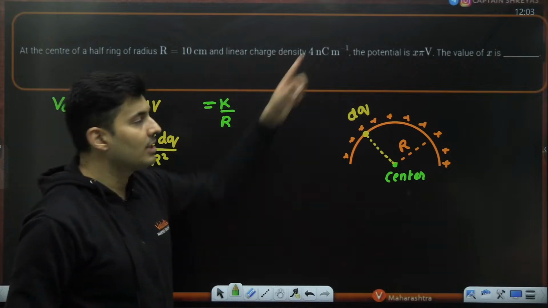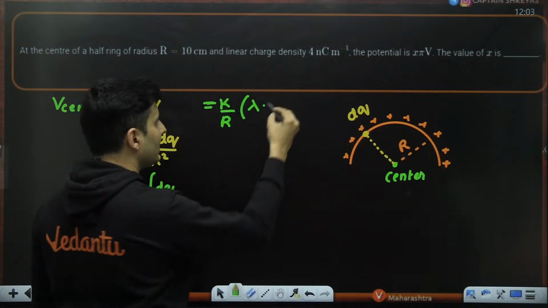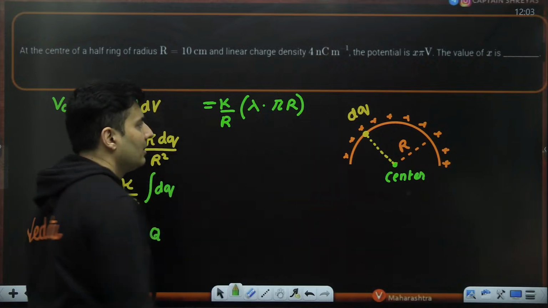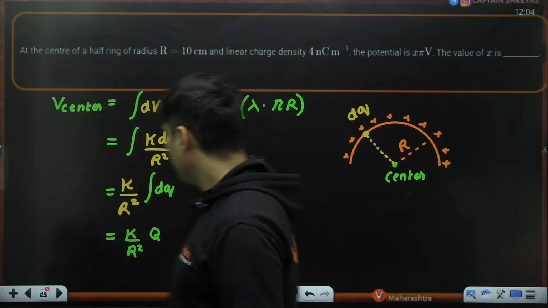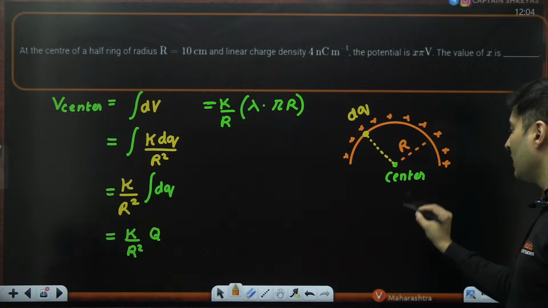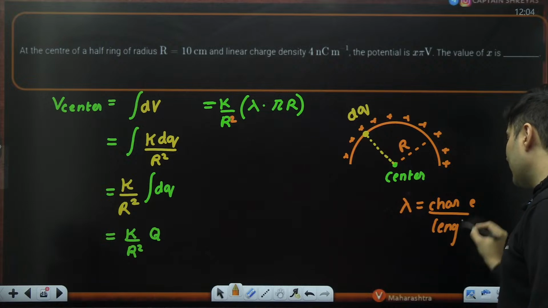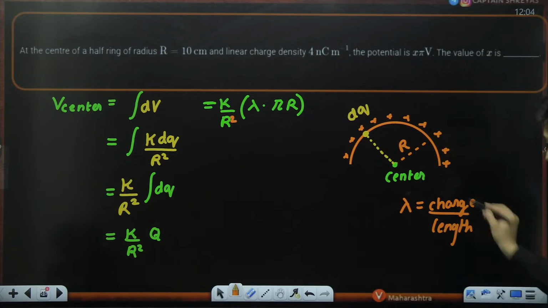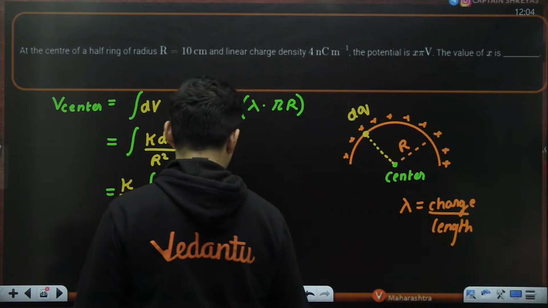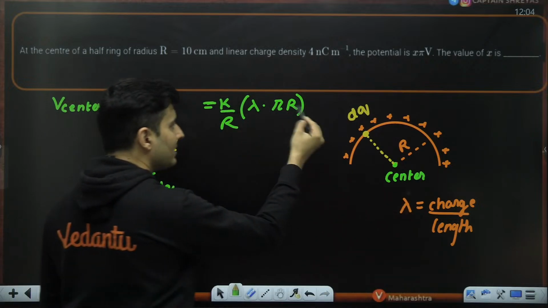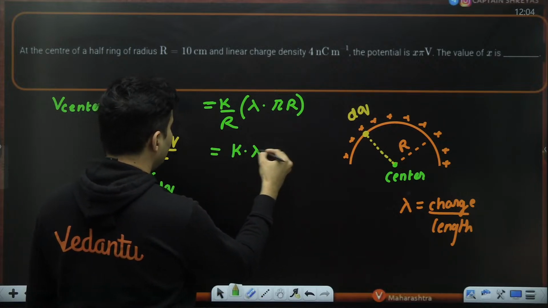I think linear charge density is given. So the charge will be lambda into the length of this wire, which is just pi r. Do you understand why the charge is lambda into pi r? Think about it, my dear students. Lambda is how much charge is there per unit length. So charge will be lambda into the length, guys. Keep that in mind. Therefore it is lambda into pi r, because it is not a complete circle. Okay, so r cancels.